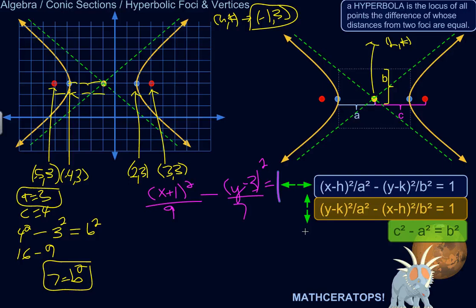So what if you were given the equation and needed to figure out how to graph it? And you needed to figure out where are the foci and where are the vertices. So let's do that process backwards.